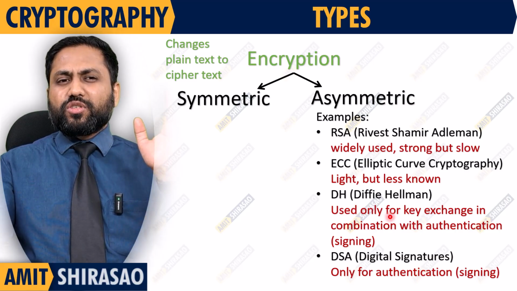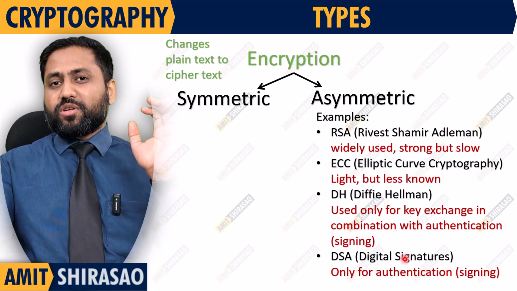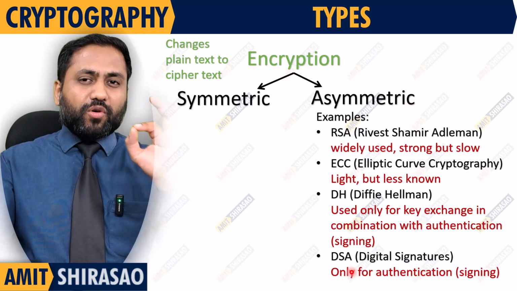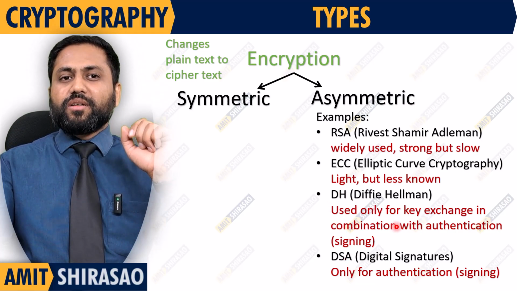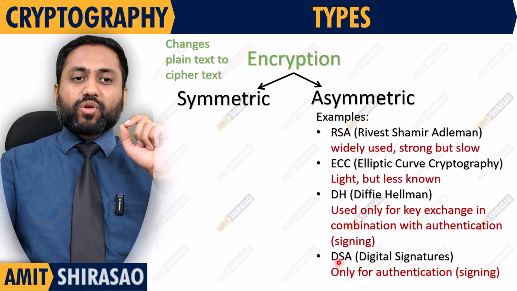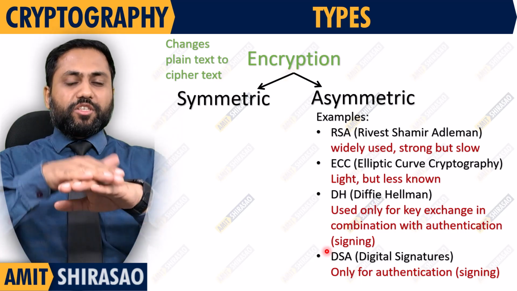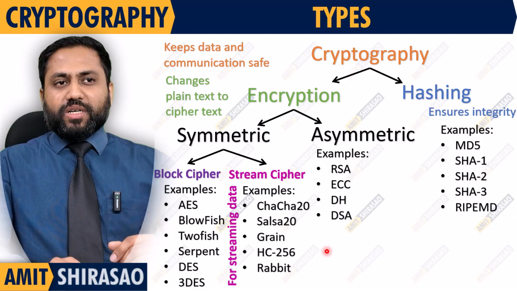It is used only for key exchange, and for authentication you use something else like DSA. DSA is used only for authentication. So if you are using DH, then you will be using it for key exchange, and for authentication you will be using DSA. So you will be using DH and DSA in combination with each other. Okay, so that is about asymmetric examples.